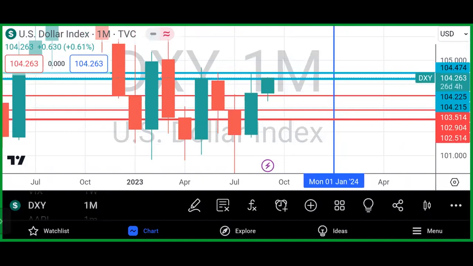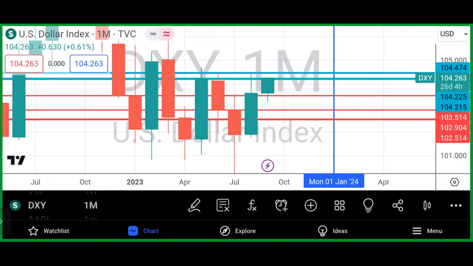What that means is that on currency pairs that you have USD as counter, you expect those pairs to be bearish. And the pairs you have USD as base, you expect those pairs to be bullish because USD is still strong. Now, what is my expectation on DXY?